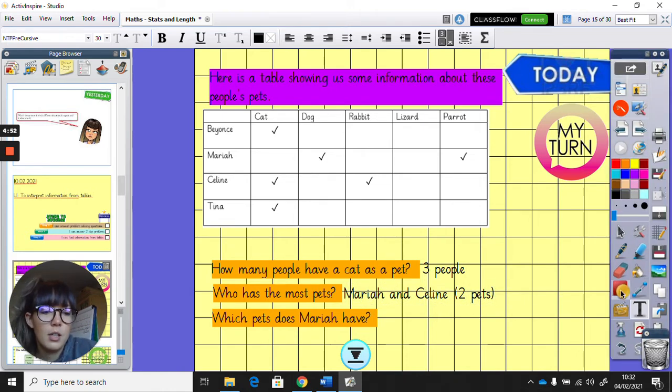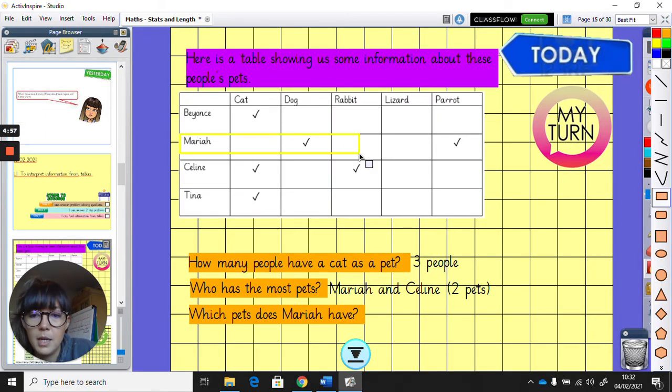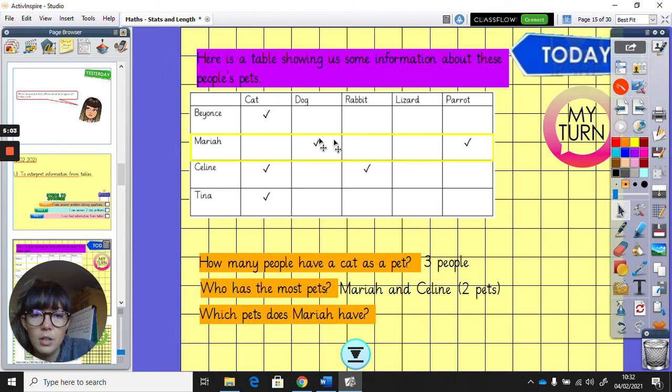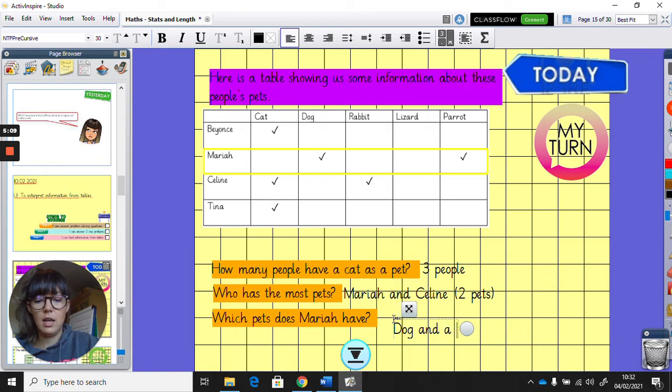Now we need to look at which pets does Mariah have. So let's box up Mariah. Right, which pets does Mariah have? You can see there's a tick in dog and there's a tick in parrot. So she has a dog and a parrot.